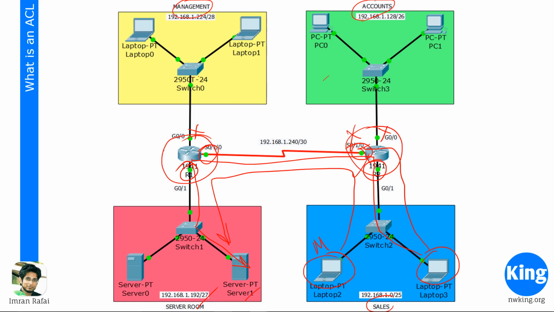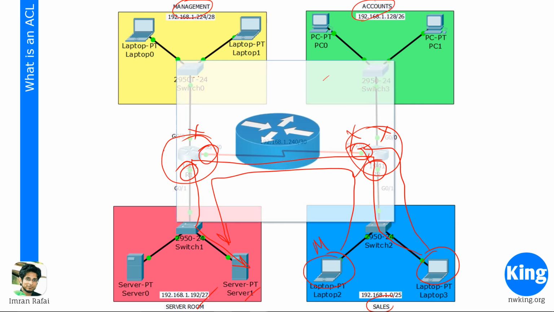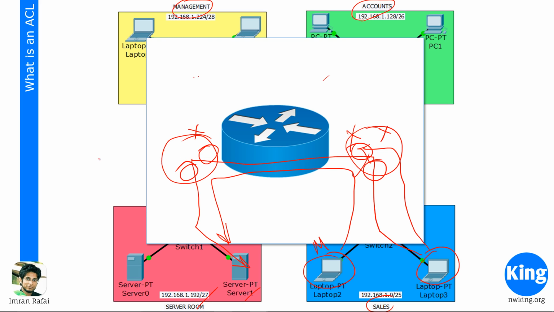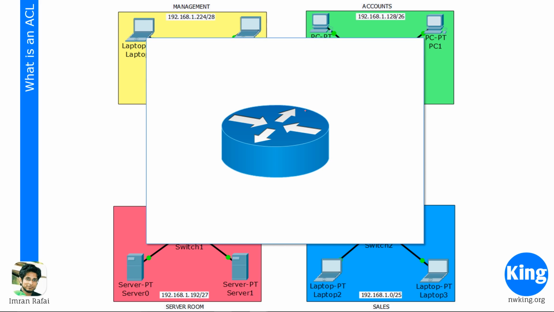ACLs are applied on the interfaces. Like for instance, let's have a closer look. Before that, let me just clear all the markings on the slides here. So every time there is a data flow, there is one interface through which the data enters, or the packet enters, and there's another interface through which the packet exits, right?